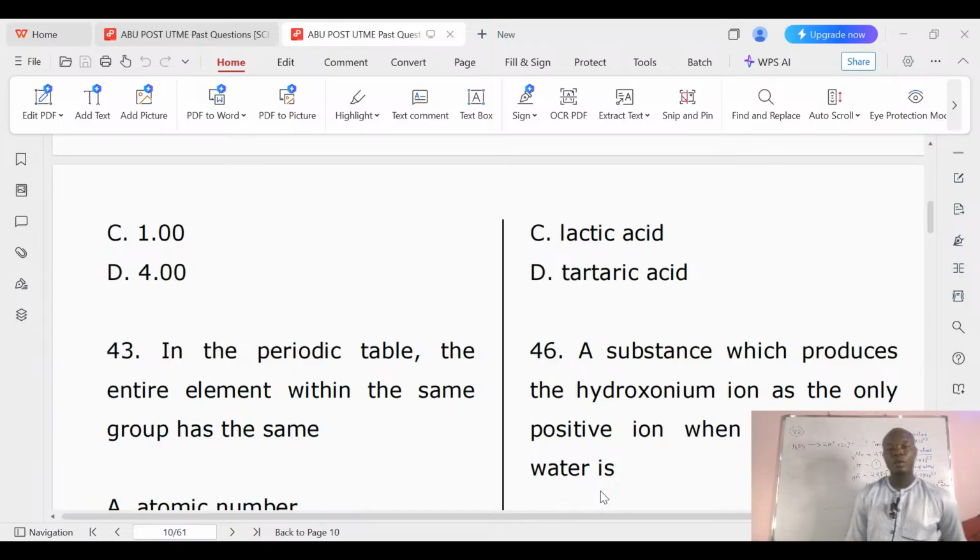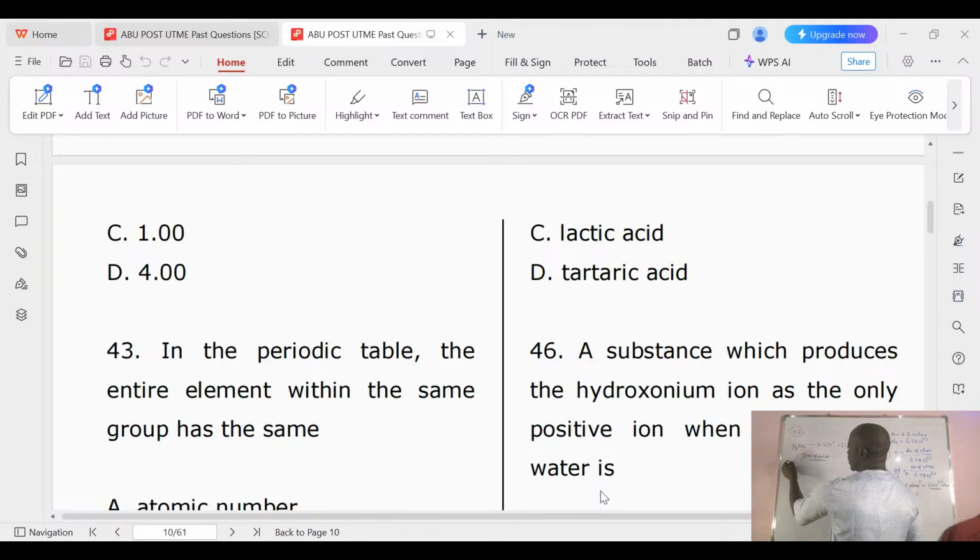So let us see the other options. We have ethanoic acid, citric acid, lactic acid and tartaric acid. Let me hear from you. Which one do you think is the correct answer? Before you go there, we have types of acids based on their source.